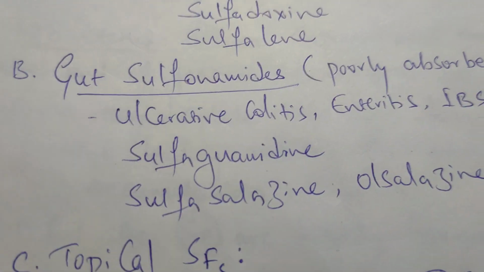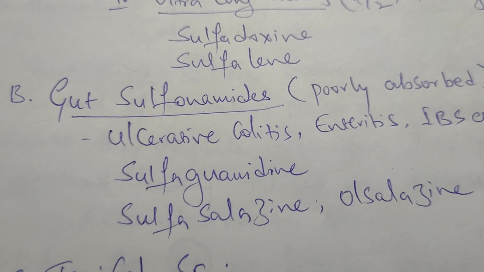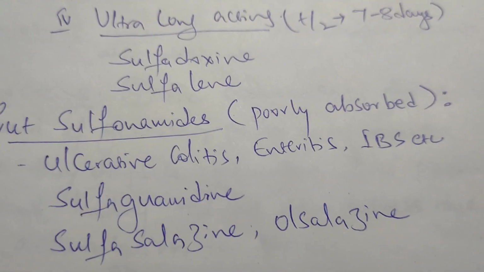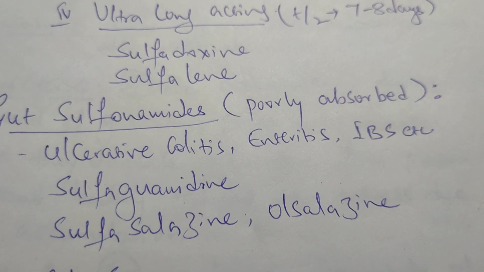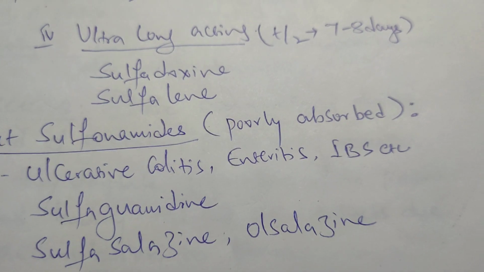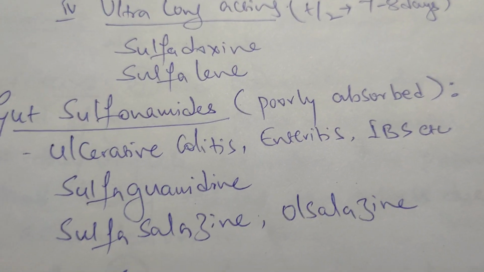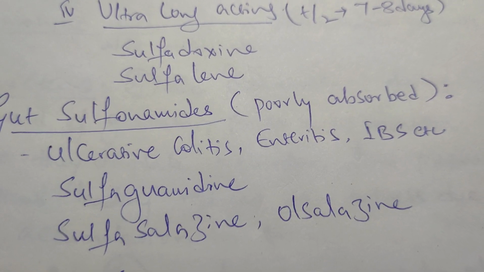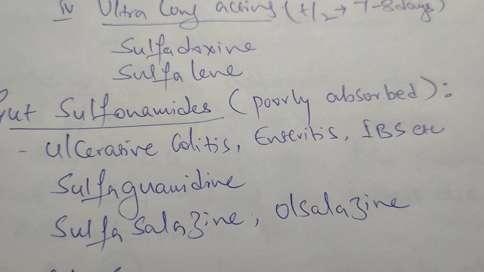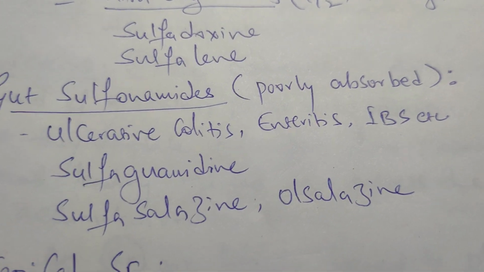I told you some drugs are not absorbed when taken orally. Their antibacterial action is restricted to the GIT only, and such drugs are used for treatment of ulcerative colitis, enteritis, and irritable bowel symptoms. Okay, right. What drugs are used? Examples are sulfaguanidine and sulfasalazine. Sulfasalazine is the most important, most popular drug used for treatment of colitis or enteritis, and olsalazine is also often used in clinical practice.